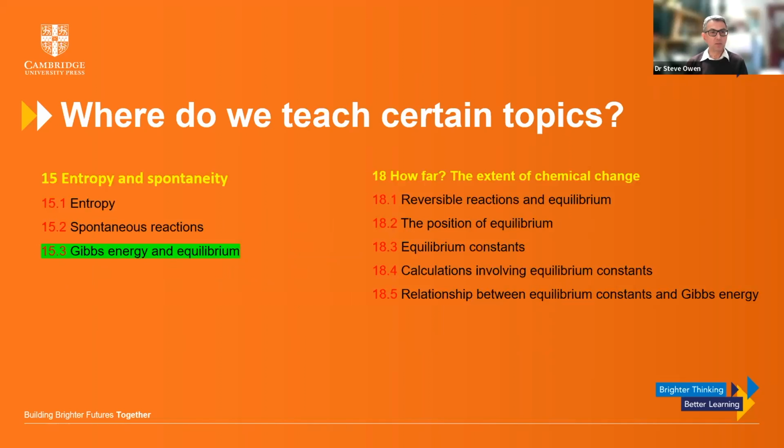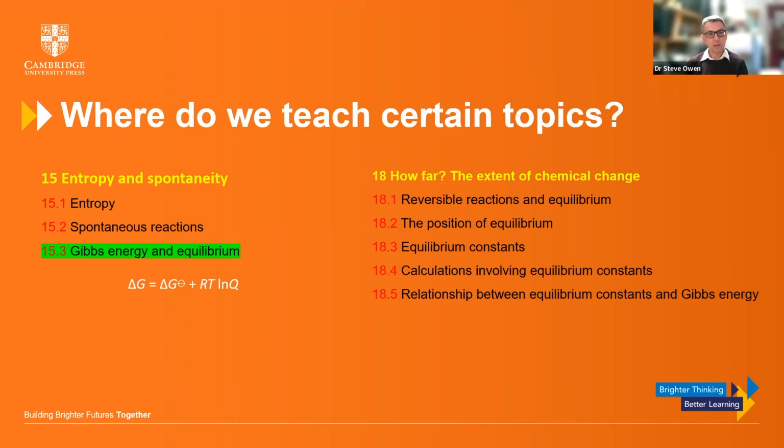So let's have a look at a few other anomalies in the syllabus to do with the teaching order, etc. Another one, this is basically just for higher level, is where we teach the connection between Gibbs energy and equilibrium. This equation relating the Gibbs energy to the standard Gibbs energy and the reaction quotient is a new equation for the syllabus.